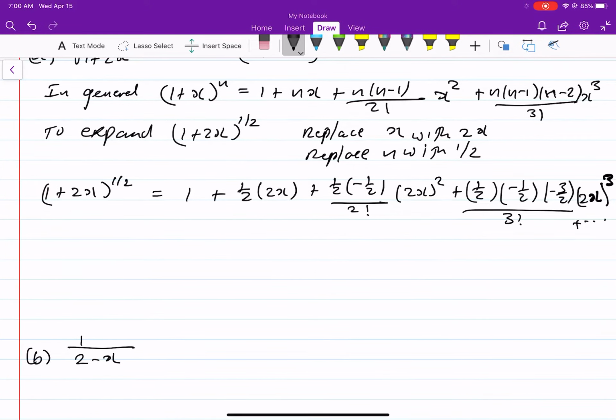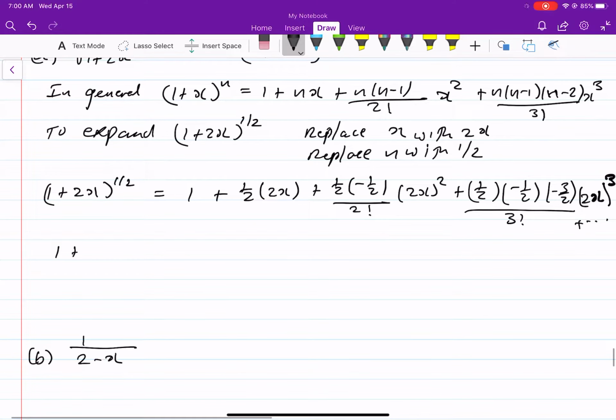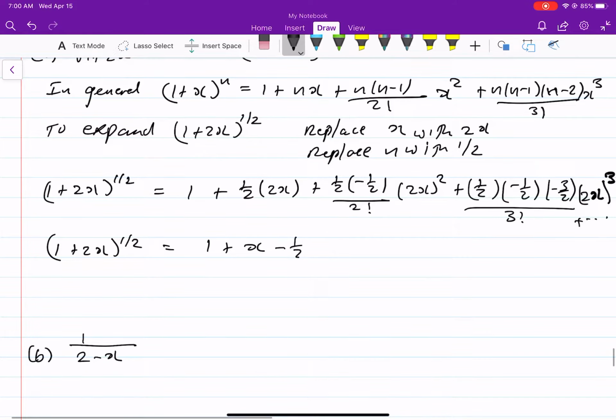I should leave it here for y'all to finish. Let me finish it up. 1 plus 2x to the half is equal to 1. The half times 2x, that should give me just x. A half times minus a half, that's minus a quarter. Divide by 2 factorial, that's minus 1/8. The 2 in the 2x all squared is going to come out as 4. 4 times minus 1/8, that's minus a half. I think I'm right. Minus a half all squared. Minus a half times x squared, like that, sorry.